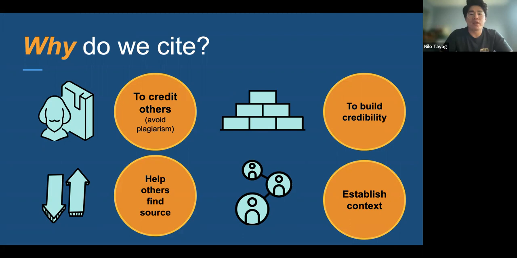And finally, using citations helps establish the context. We get to see the bigger picture if you're using these citations, right? We can go back to your article. We know the context of the author, for example, as well, and prior research they've been doing. So there are really just a lot of good and logical reasons why we include citations in academic writing.